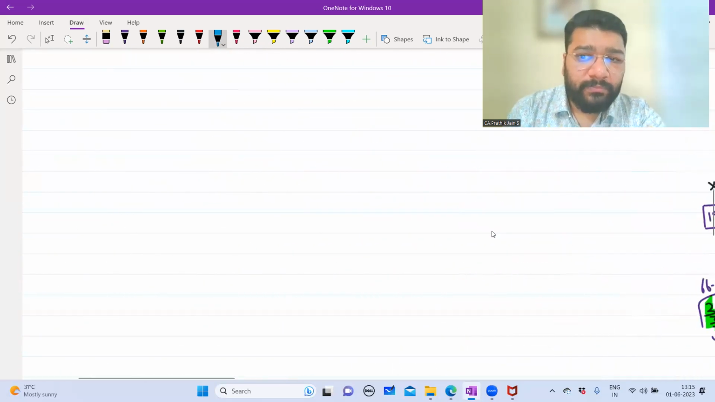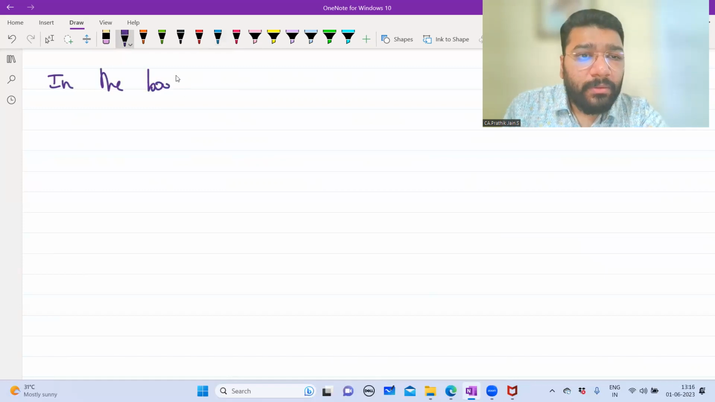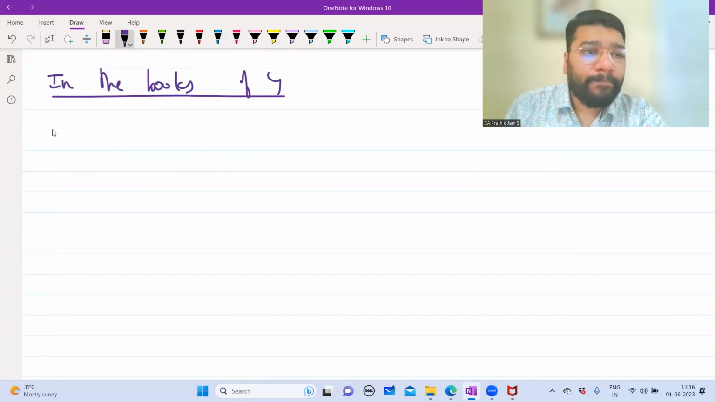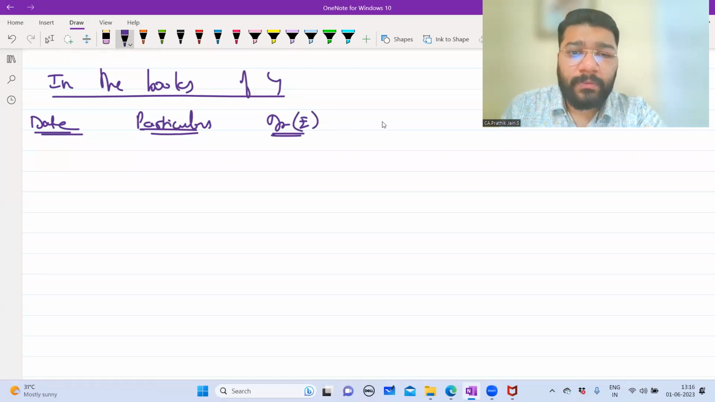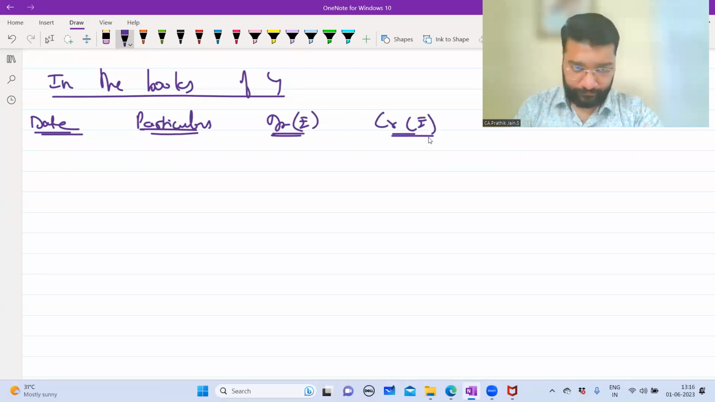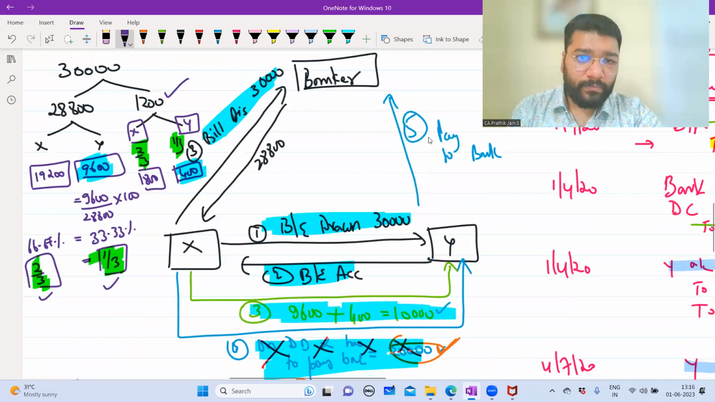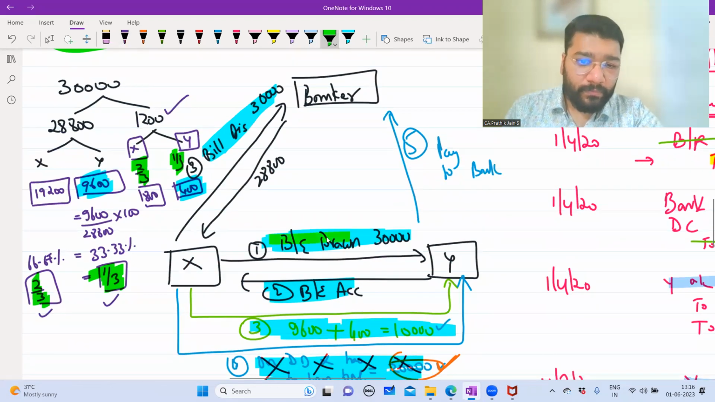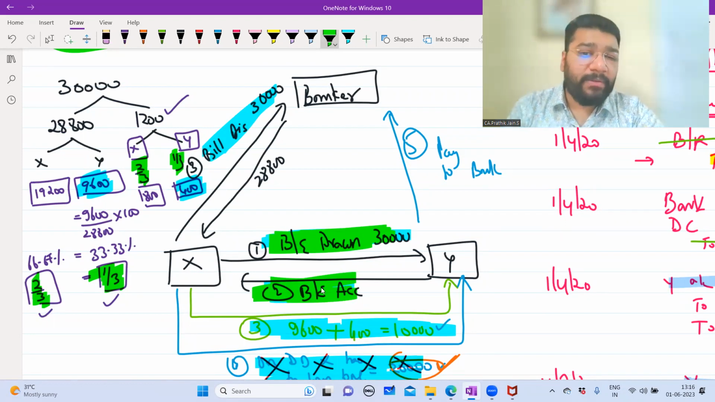Now, we have to record this in the books of Y. Date, particulars, debit rupees, credit rupees. Guys, X is drawing the bill on Y. Y is accepting and giving the bill. So when Y is accepting the bill, for Y, is it bills payable or receivable? Payable. So bills payable is a liability.